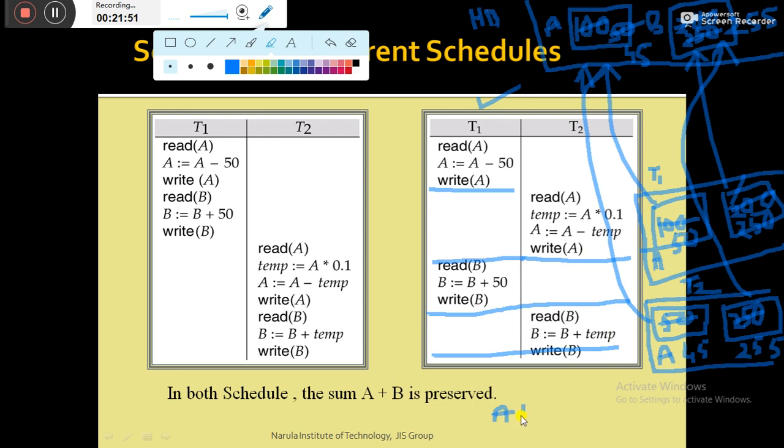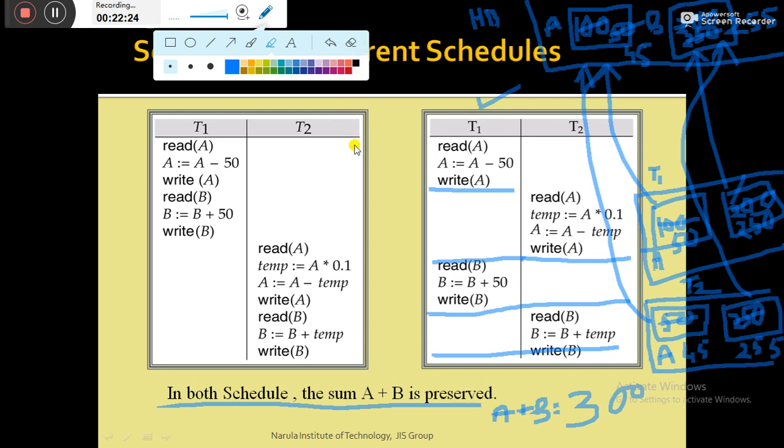A plus B. Now what is the value of A? It is 45. What is the value of B? 255. So it becomes 300. So that means after concurrent execution of transactions T1 and T2 by the CPU, the database is still in a consistent state. That means in both schedules, the sum A plus B is preserved. A plus B is preserved means before the execution of the transactions and after the execution of the transactions, the sum of A plus B is the same in both schedules.